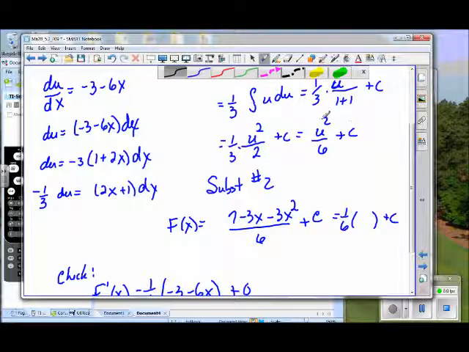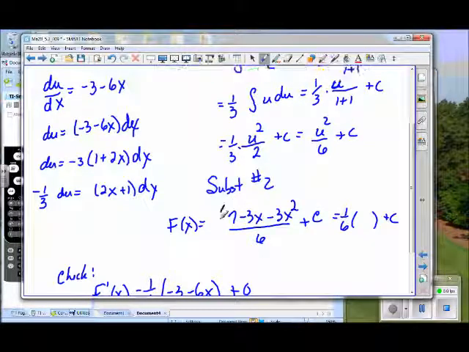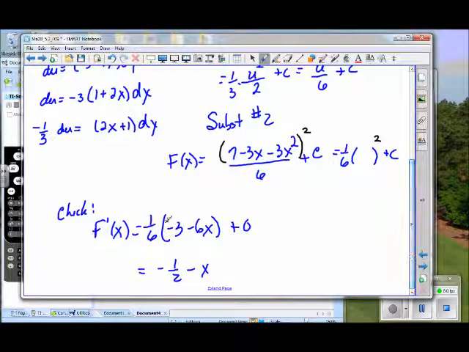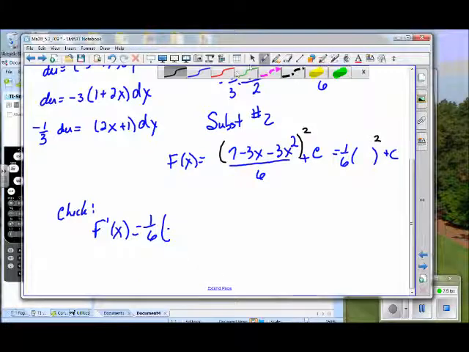I forgot that I've got u squared. So this quantity is to the second power. So let me go back and work this the way that it should have been. So let's erase our work here and continue working this the way it should have been.